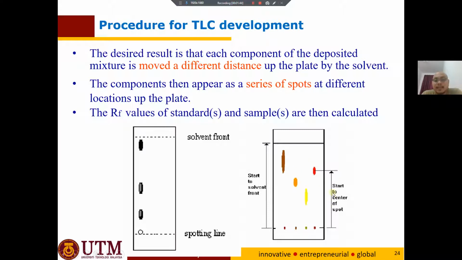Just as described before, maybe here is your sample, and maybe here is your standard. Maybe after a while your standard moves here, which means that the probability that your sample also has this compound is high. If, for example, your standard is here, it means that your sample does not have this compound.